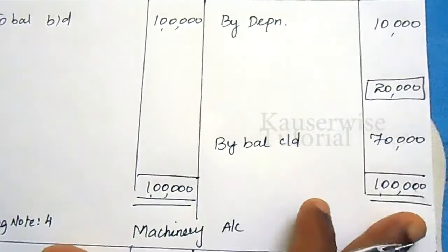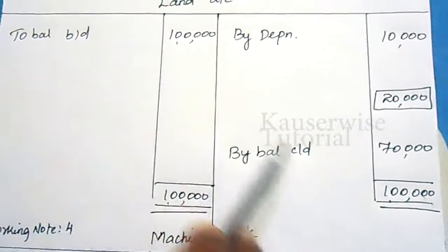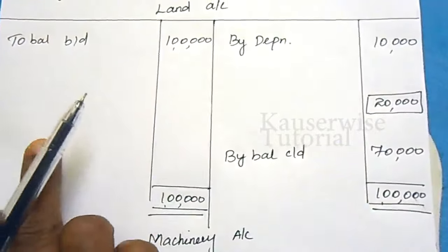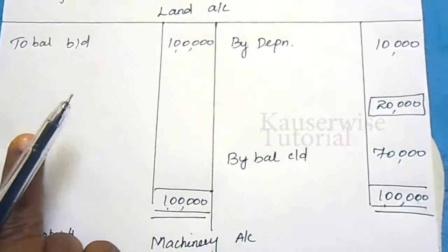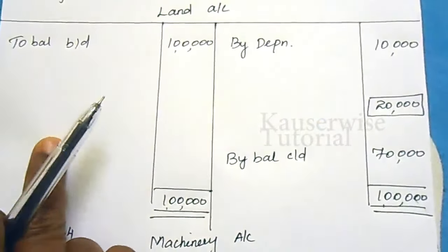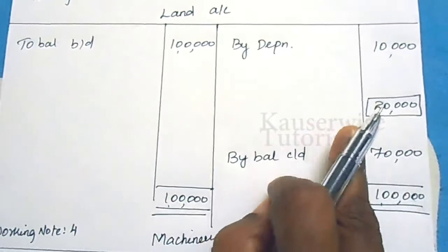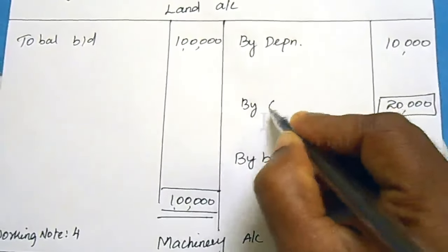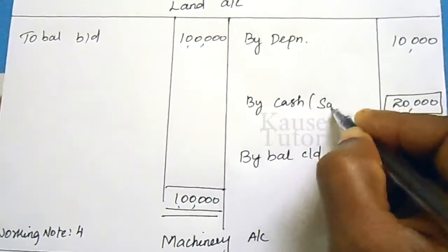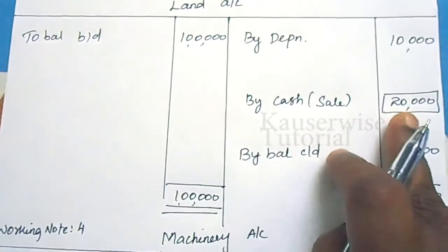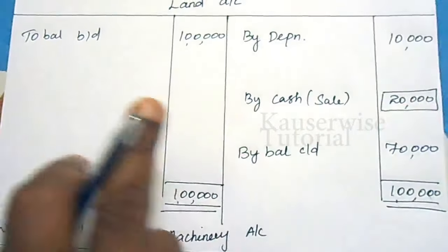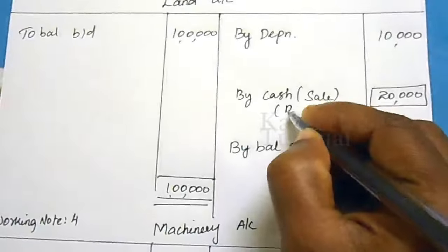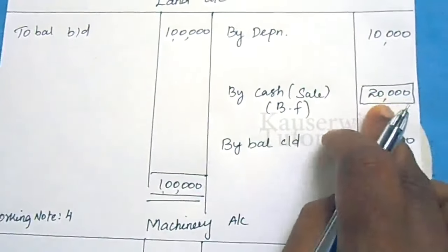See, when you prepare an asset account, if the opening and closing balance is there, and you find any balancing figure, either debit side or credit side, if it is a debit side balance, it will be considered as a purchase. If there is any balancing figure on the credit side, it is nothing but sales. That is by cash, within the bracket sale. Sale of land how much? 20,000. If you get a balancing figure on the debit side, you need to write to cash, within the bracket purchase. Balancing figure is sales, 20,000 sales.